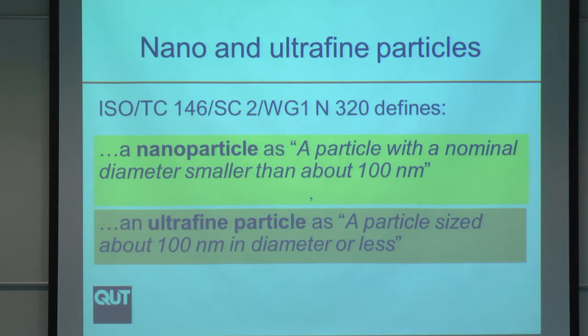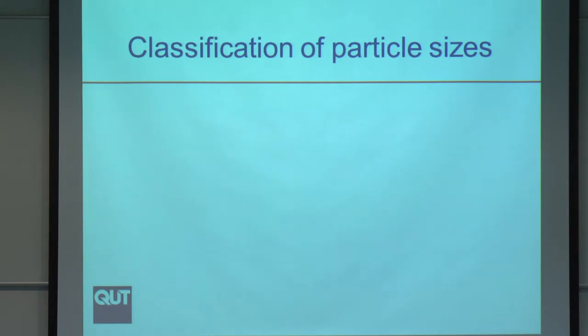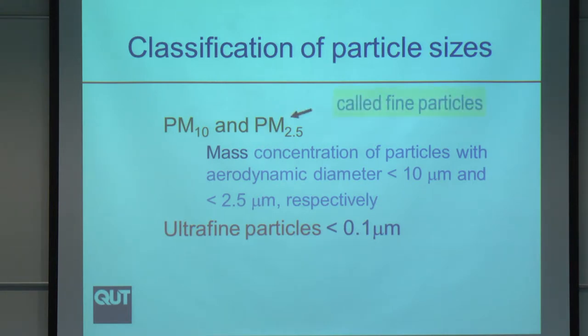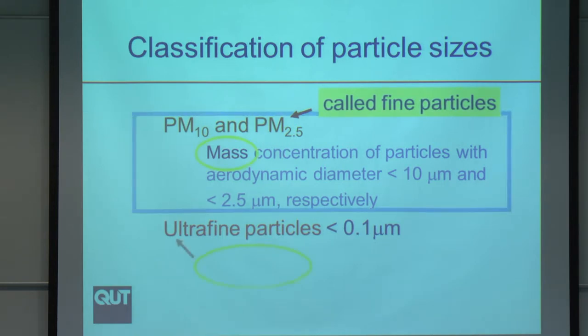So this is just the kind of reality check on what's happening. There's another issue, if we are to stay for another few seconds with the classification of particles. As we know, there are the PM10 and PM2.5 mass concentrations of particles with this aerodynamic diameter. And there are also ultrafine particles, as that's coming now from the atmospheric sciences, smaller than 1.5. These are called fine particles, and again, it's a man-made definition.